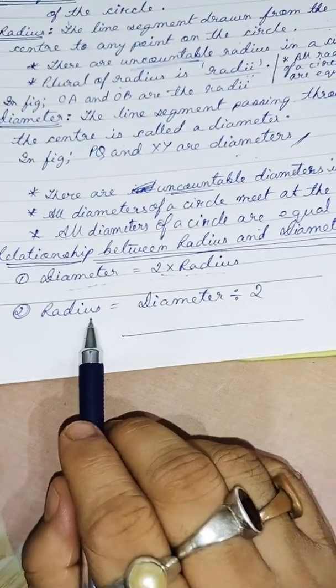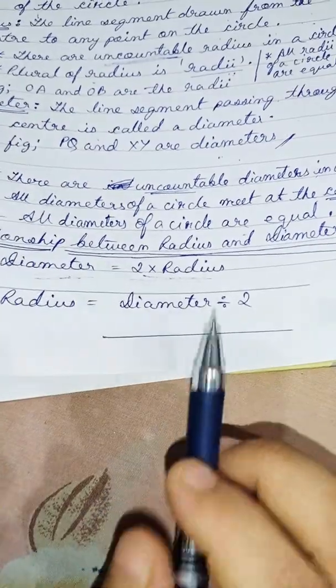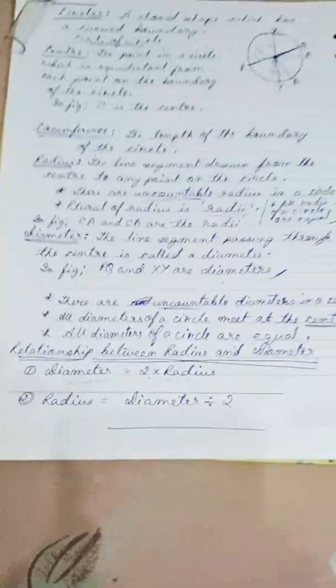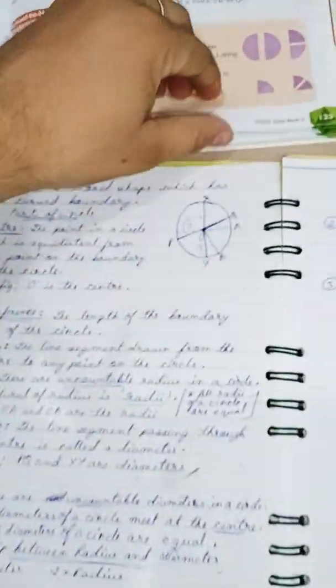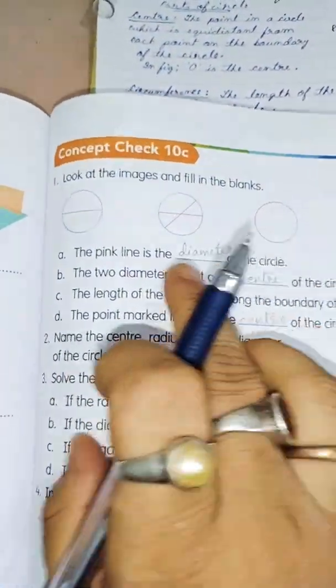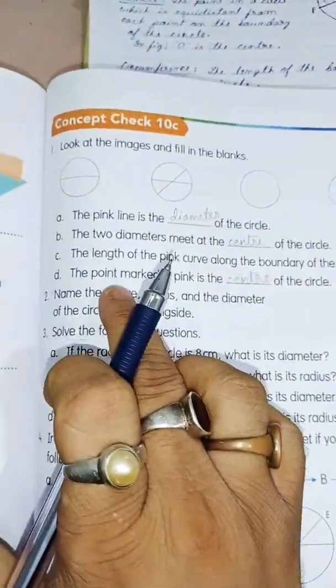Or if you want to find the radius, take half of the diameter by dividing by 2. Okay, so this is the relationship between diameter and radius. So based on this explanation, the exercise is given. The first question given here is: look at the following images and fill in the blanks. All these images are for all the 4 questions.